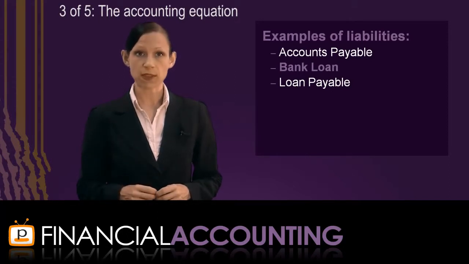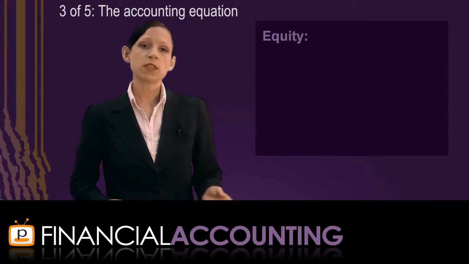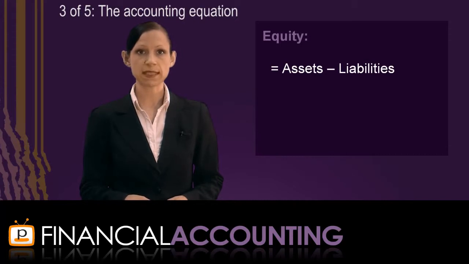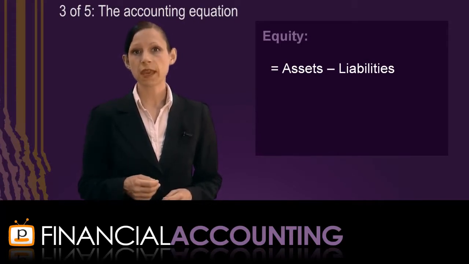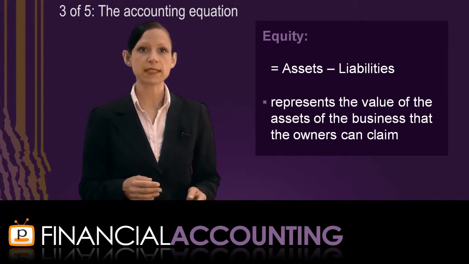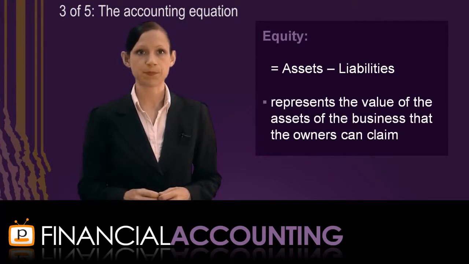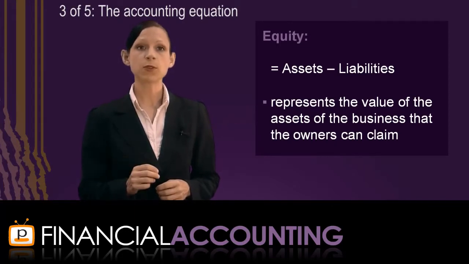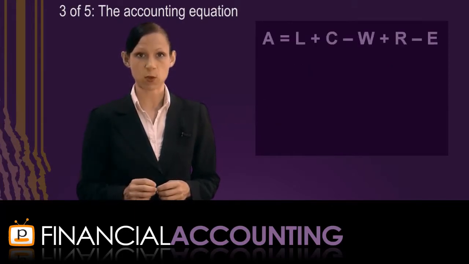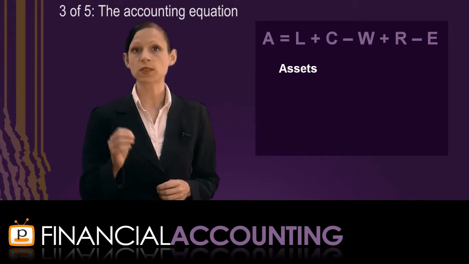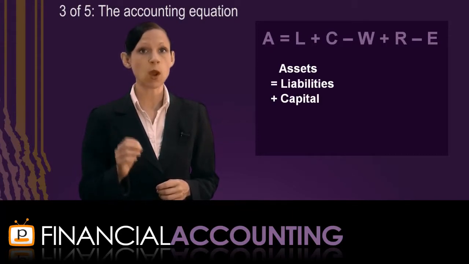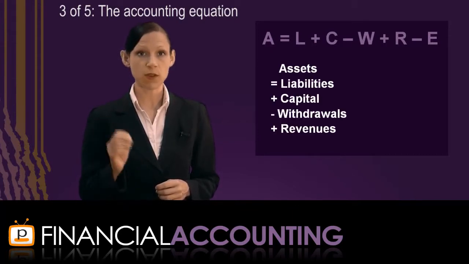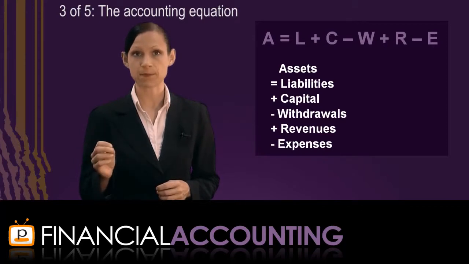Now, the last component of the accounting equation is equity, which is basically the value of the assets of the business after liabilities have been deducted. So you can think of equity as the amount of assets of the business that the owner can claim. Now, the equity component of the accounting equation can be subdivided to form the expanded accounting equation, which is assets equals liabilities plus capital minus withdrawals plus revenues minus expenses.